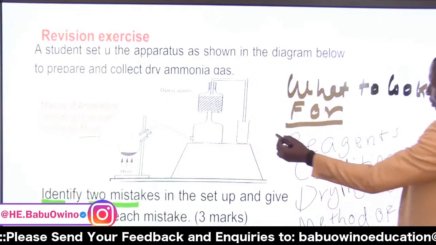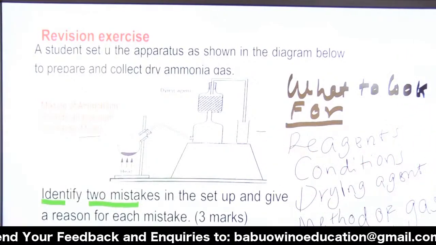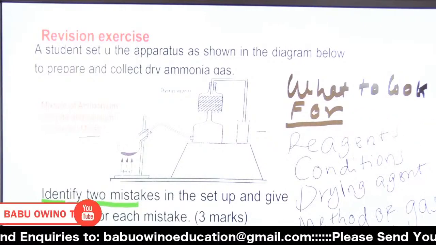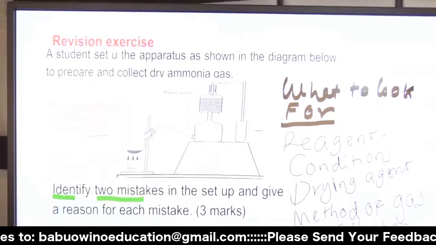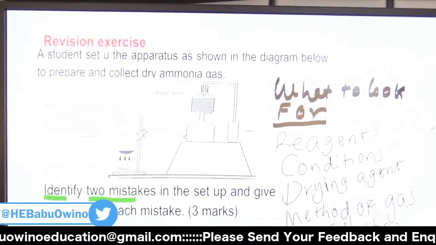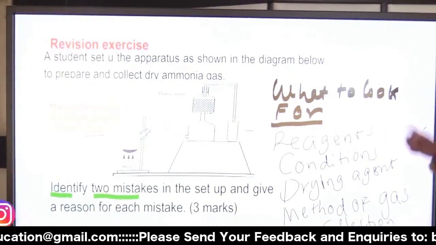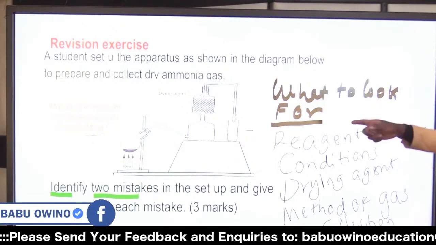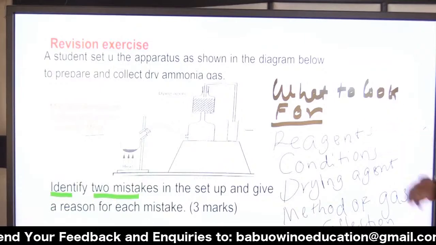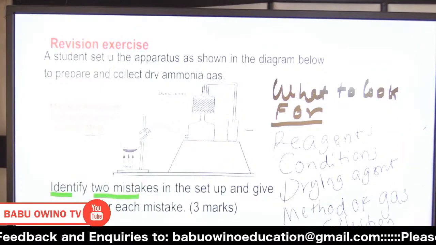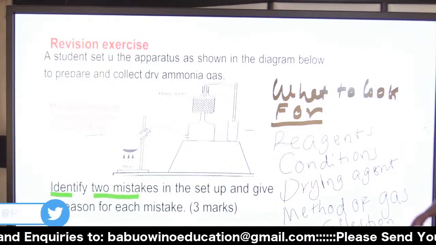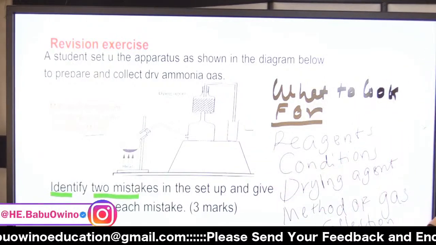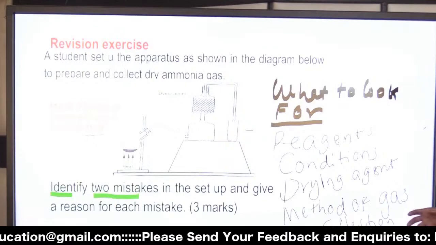What is the method of gas collection? You normally collect ammonia using upward delivery, but this one is downward delivery. So again, that is a mistake. Look at the orientation of that flask. It is slanting, but it is slanting upwards. Another mistake. So we have already identified around 3 mistakes, but the examiner wants 2 mistakes and a reason for each mistake.